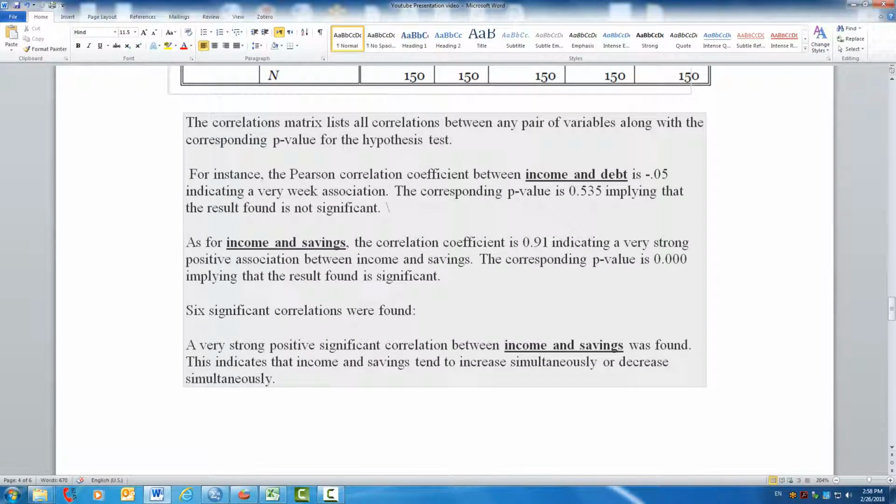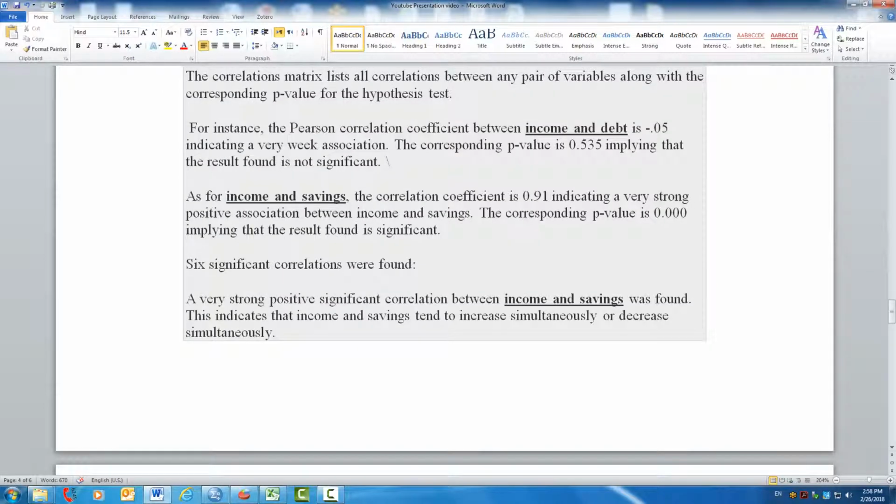For instance, the Pearson correlation coefficient between income and debt is 0.05, indicating a very weak association. The corresponding p-value is 0.535, implying that the result found is not significant. As for income and savings, the correlation coefficient is 0.91, indicating a very strong positive association between income and savings. The corresponding p-value is 0.30, implying that the result found is significant.